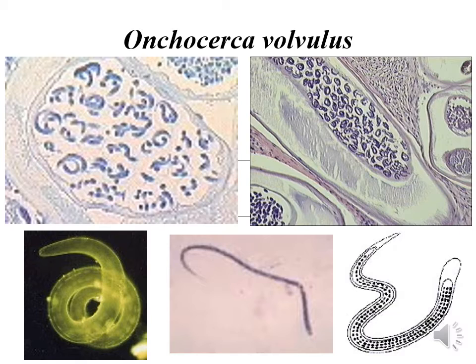Onchocerca volvulus usually forms what are known as onchocercomas or nodules, usually on bony areas, and if it is on the head, of course, the microfilariae can migrate and they can cause eye problems, leading to somewhat partial or sometimes even complete blindness.